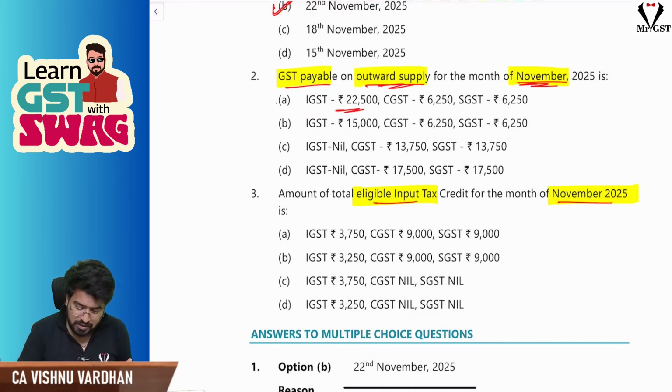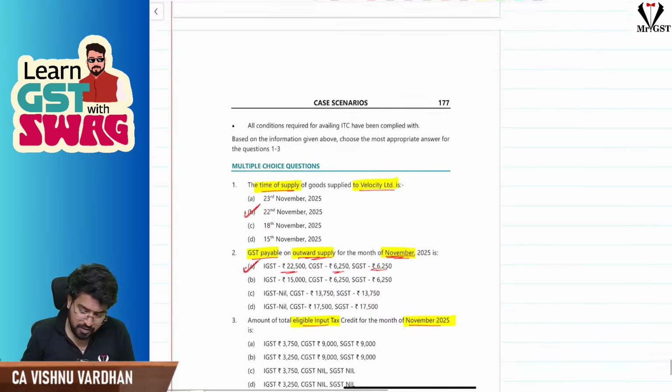It is given only in option A. You can straight away tick that option. However, you got the balance figures also. That's a different story. Eligible ITC for the month of November.